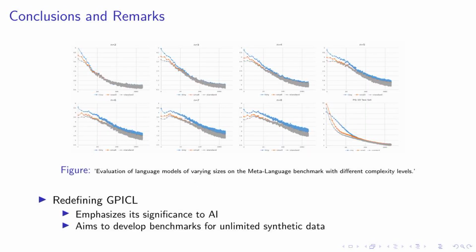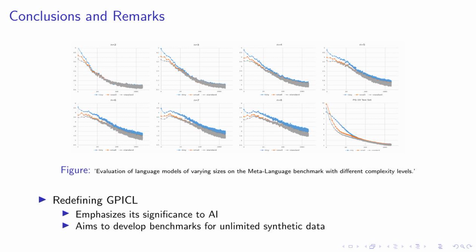In our research, we've redefined and enriched the concept of general-purpose in-context learning, or GPICL, highlighting its importance to the field of artificial intelligence. Our focus has been on developing benchmarks that can generate unlimited synthetic data. As you can see in the figure, we've evaluated language models of varying sizes on the meta-language benchmark with different complexity levels. This is a significant step towards understanding how these models can learn and adapt to new languages and tasks.